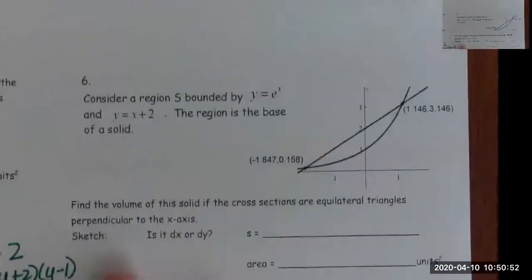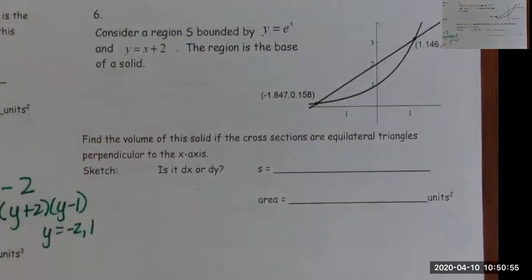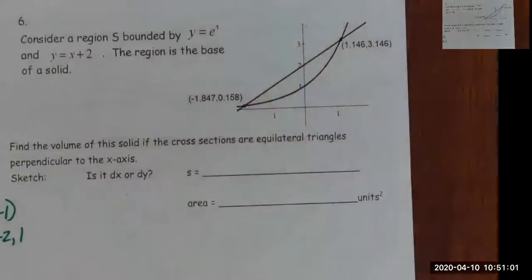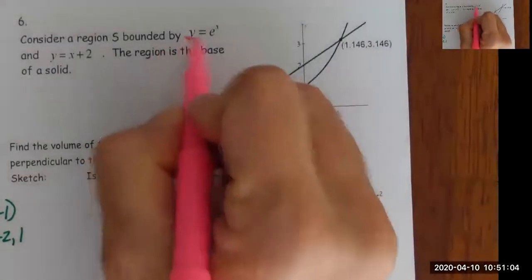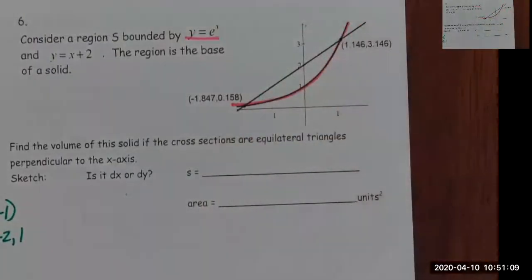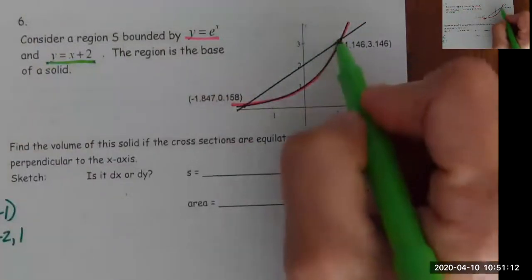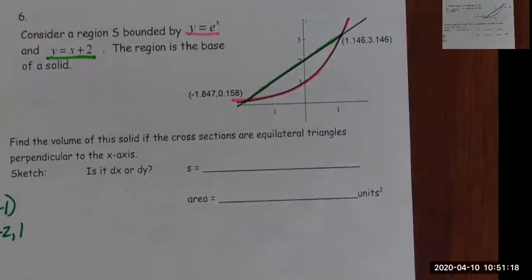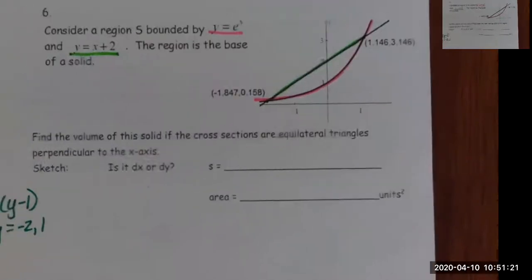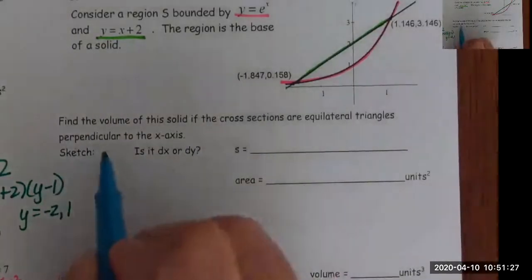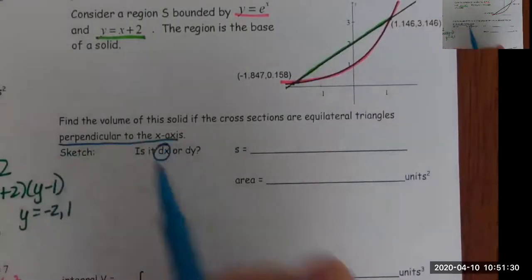Since they're weird shapes, y equals e to the x, which I know scares you right away, and y equals x plus 2, we went ahead and gave you the picture, and we gave you the intersection points so you don't have to do that. So of course, y equals e to the x is this right here. Again, it's good to frame them in so you could see who's where. The volume of this solid, find it if the cross sections are equilateral triangles perpendicular to the x-axis. Okay, perpendicular to the x-axis tells us it's dx.